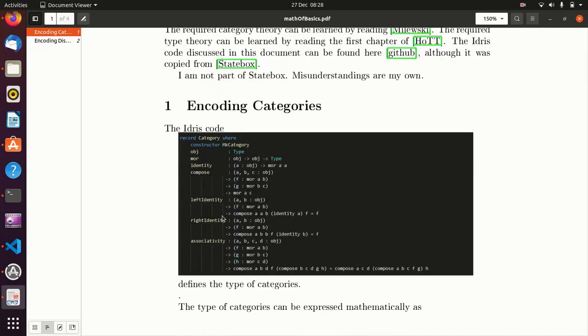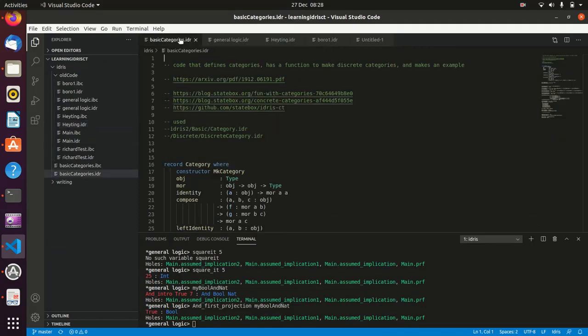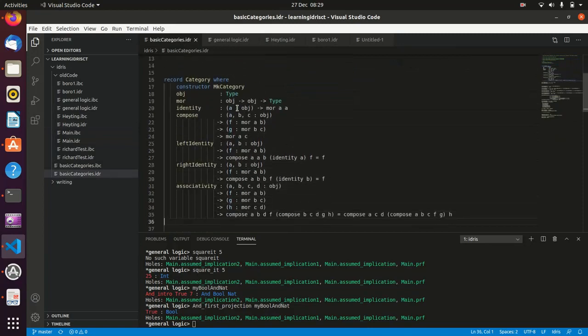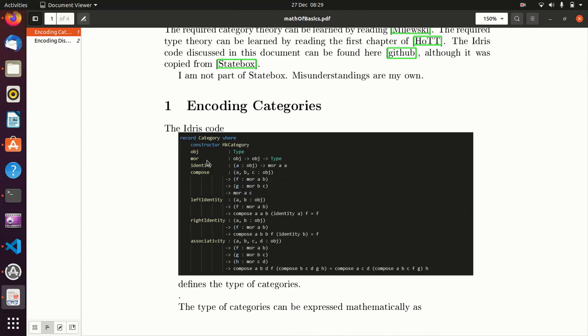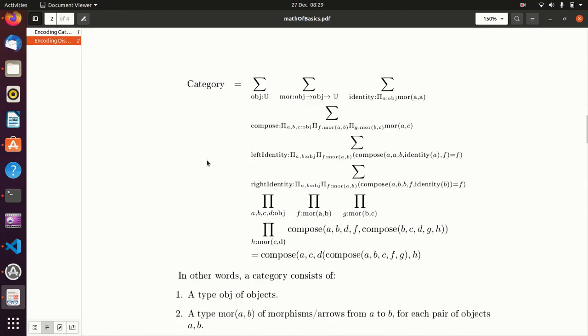So I wanted to just very briefly explain how category theory can be done in Idris. So I've got the code here, but this is really just, as I say, copied straight off the Statebox site. And the first thing we do is use this record command, and then we're basically defining what a category is. So basically this way of describing a category in Idris seems to correspond to the more traditional way of talking about a category, which we do using dependent type theory.